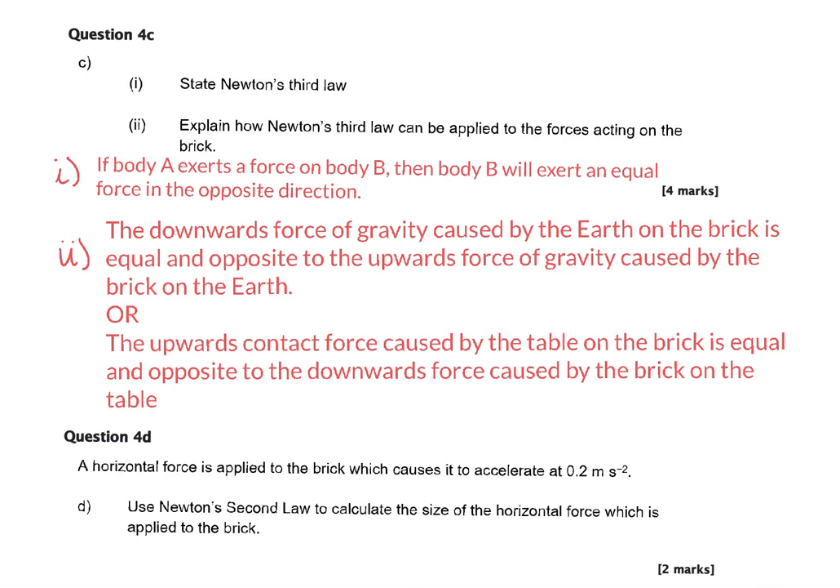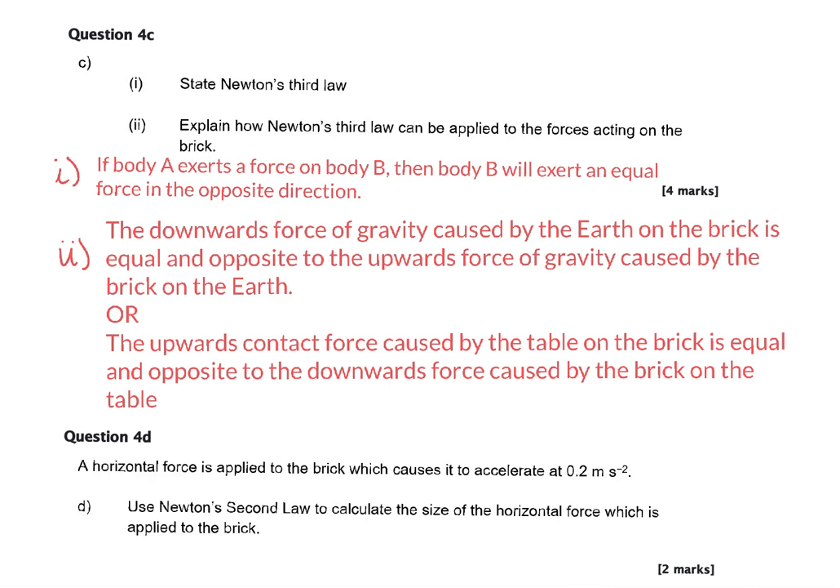If body A exerts a force on body B, then body B will exert an equal force in the opposite direction. So the forces are equal and opposite, but what's important to note about this is we're talking about body A exerting a force on body B, and then body B exerting a force on body A. So we are talking about different items. To apply it to this brick, there are 2 different Newton's third law pairs that we can talk about.